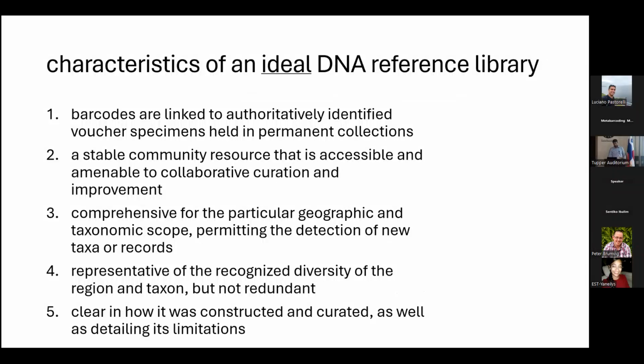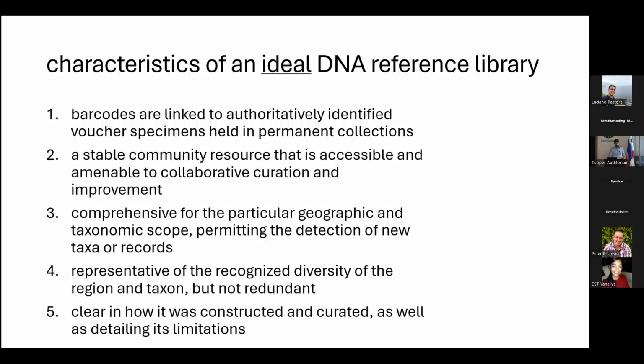So stemming from that, we might have 5 characteristics of an ideal DNA reference library. So again, I think it's critical for the barcodes to be linked to authoritatively identified voucher specimens, and that these specimens are available indefinitely in permanent collections, that this community resource is stable and accessible, but that it's also amenable to improvement by the community.